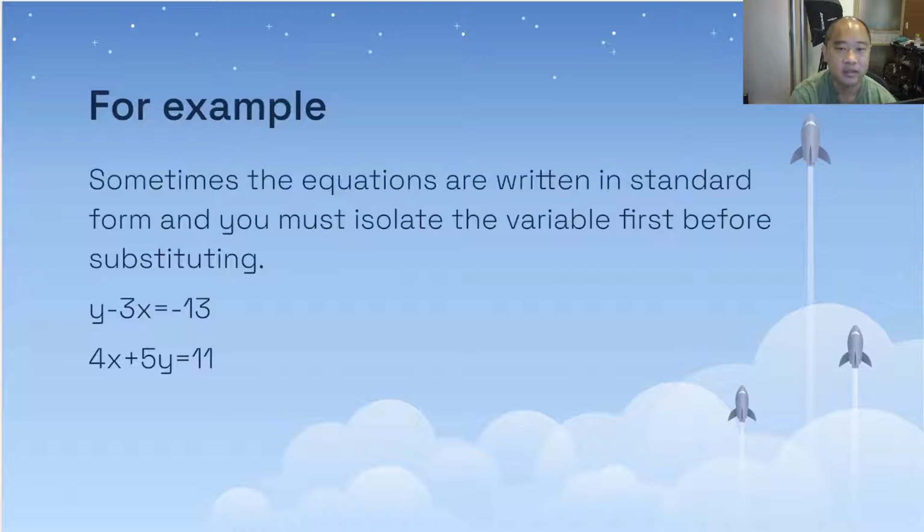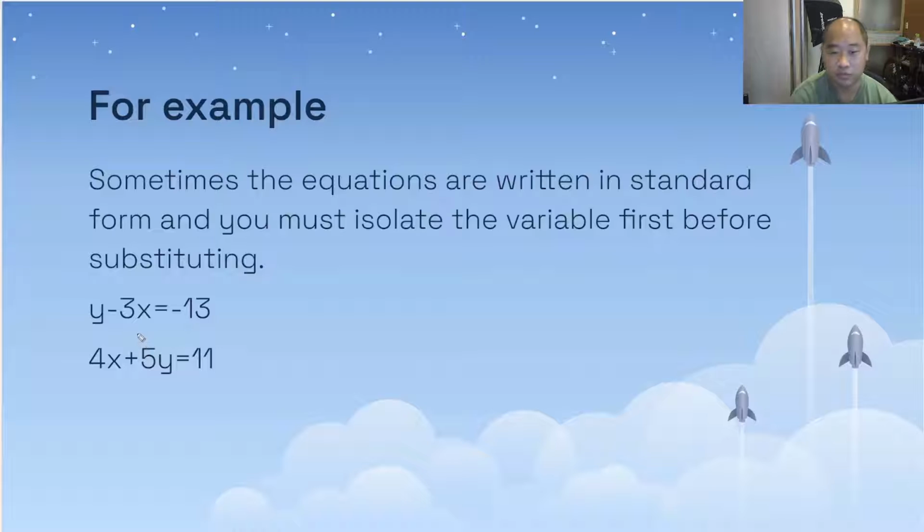All right. Sometimes the equations are written in standard form and you have to isolate the variable yourself. Remember, standard form means ax plus by equals c, where you have x and y on one side of the equation, and then your numbers or your constants on the other side, which is what this looks like, right? The constant is on this side of the equation, and the variables are on the other side.